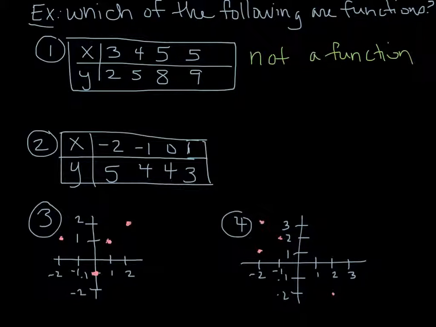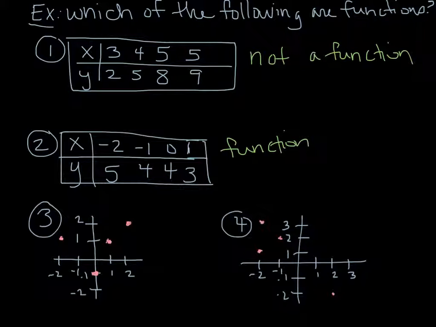For number 2, we have 4 possible x values, -2, -1, 0, and 1. When x is -2, we have 5, -1, we have 4. 0, we also have 4, but that's actually okay because even though we have the same y value for two different x's, that's fine because each of those two x's has only one y value. 1, we have 3, so actually this one is a function because every x value has only one corresponding y value with it.